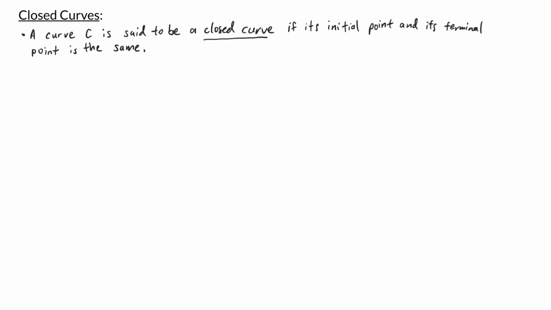In this video, we're going to review some definitions associated with closed curves. First, we say that a curve C is a closed curve if its initial point and its terminal point is the same. For example, a closed curve might look something like this. It might start here with this initial point, travel all around, and eventually come back to its initial point.